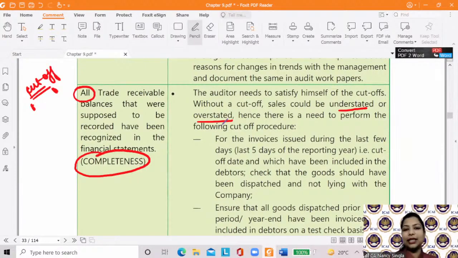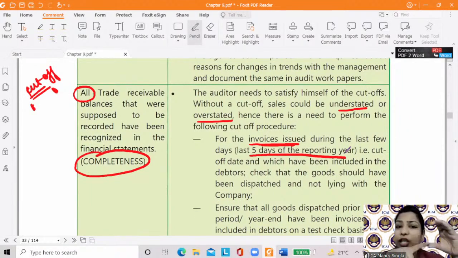Okay. So how to see that? See, what can auditor do? He can, with respect to the debtor balances, obtain invoices for the last 5 days of the reporting year. Okay, 31st March is your closing, so what can auditor do? 26, 27, 28, 29, 30, 31 or starting from 27, he can see all those invoices. Okay, and he'll check whether the invoices which have been issued, with respect to these invoices, whether goods have actually been dispatched.